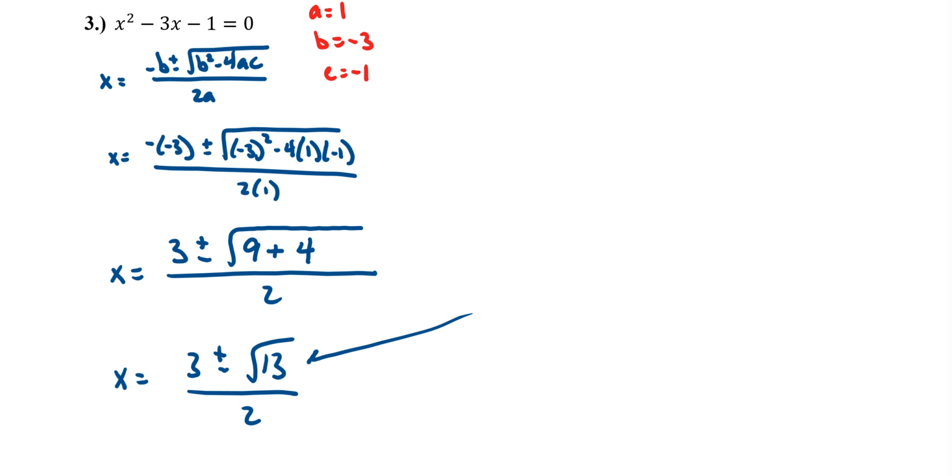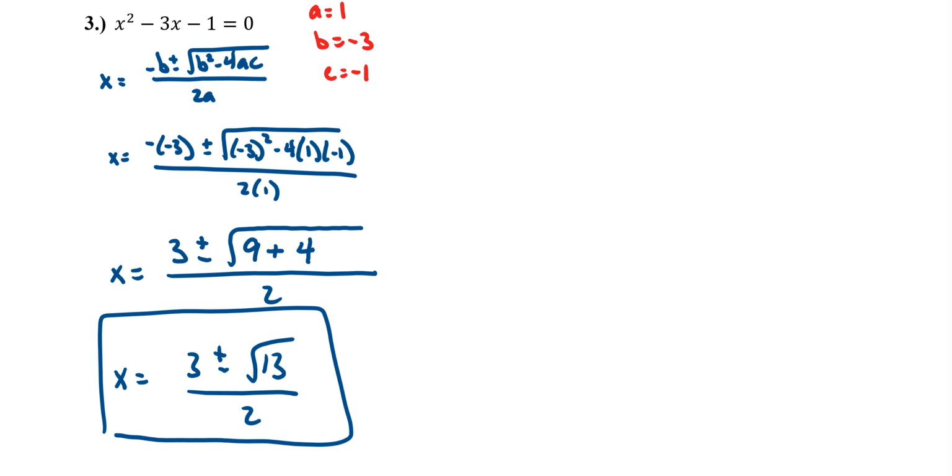So this radical 13, 13 is not a perfect square, right? So you can actually just leave it like this. You can plug it in the calculator if you really, really want to, and it'll give you a decimal for both of these. But usually you can just leave it like this, and that's fine. So we get two answers: 3 minus radical 13 over 2, and 3 plus radical 13 over 2. But again, you can just leave it as plus or minus. Completely fine.